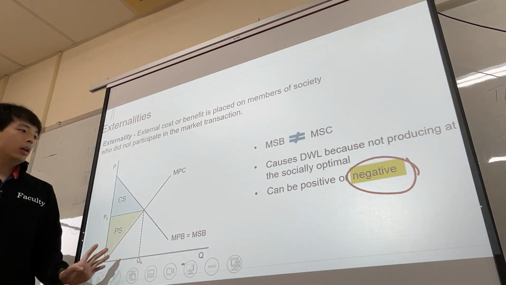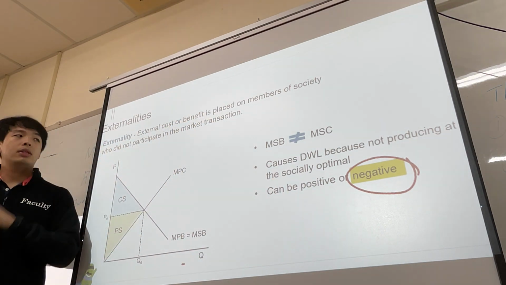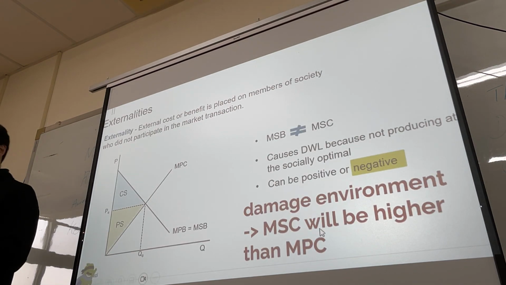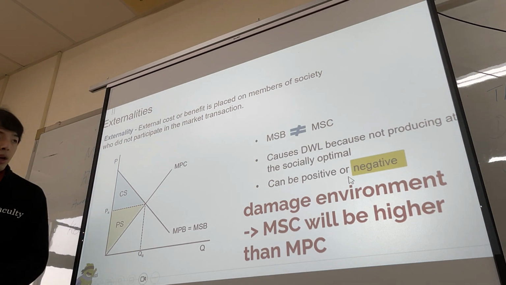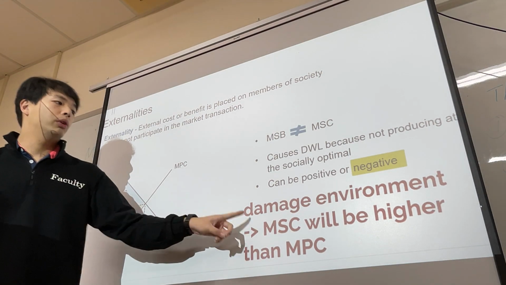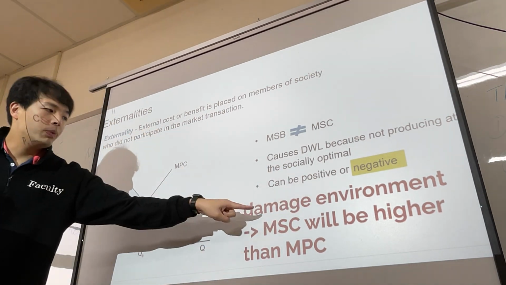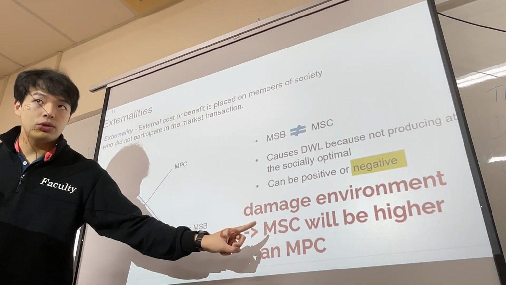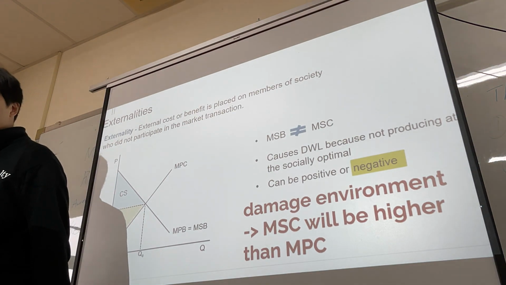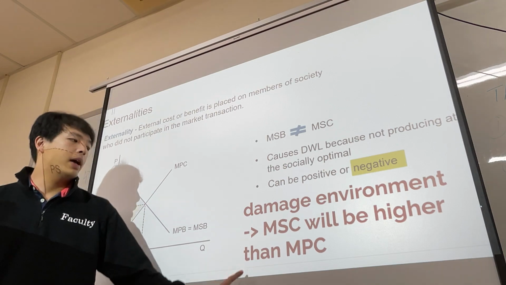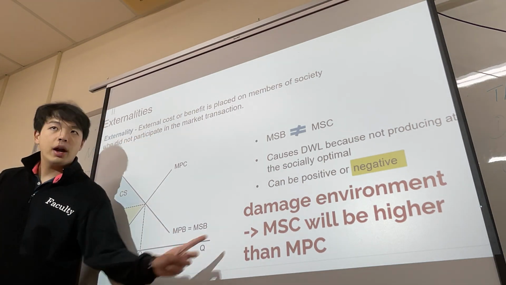In negative, I want you to see something here. Listen carefully. Negative means water pollution, air pollution. Water pollution, air pollution will damage the environment. If you damage the environment, your MSC, social cost, marginal social cost, will be higher than your marginal private cost.